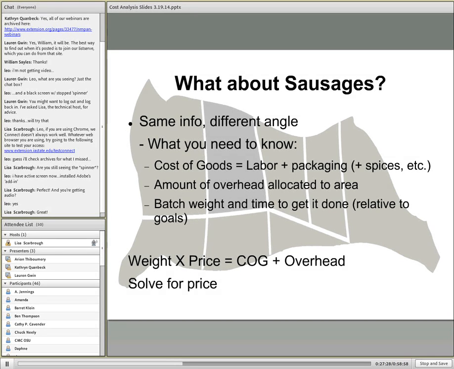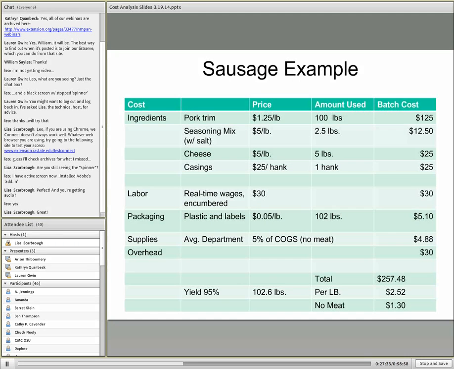But you don't want to gouge your customer also. So you want to figure out what it really costs you and what's a reasonable margin. So here's an example. Pork trim, rapidly escalating in price these days, but I put this together a little bit ago. So here's a spreadsheet, exactly how I would build it on developing costs for a product.